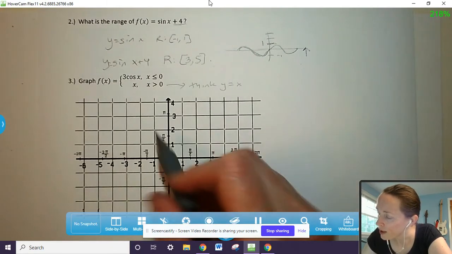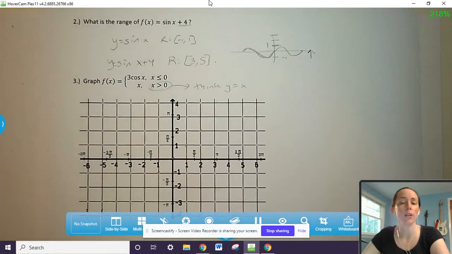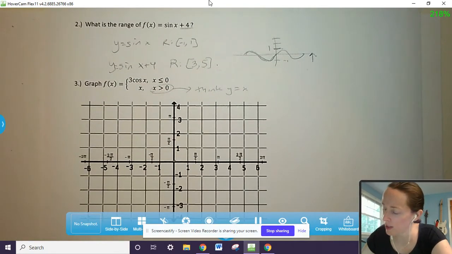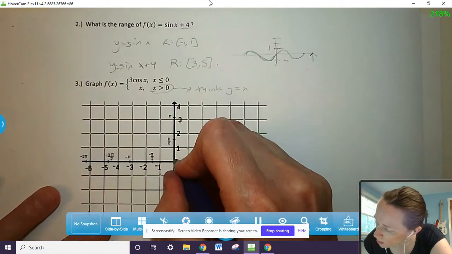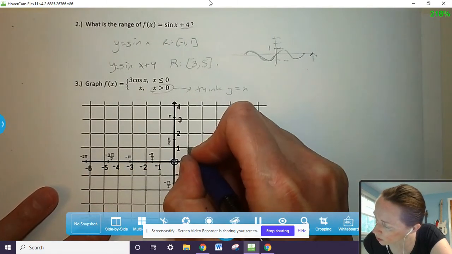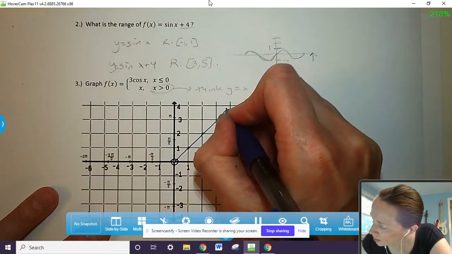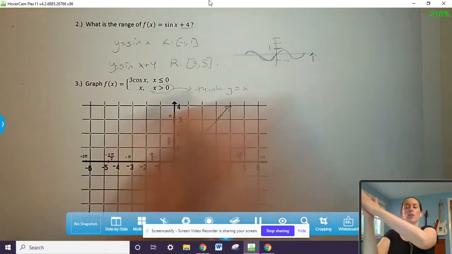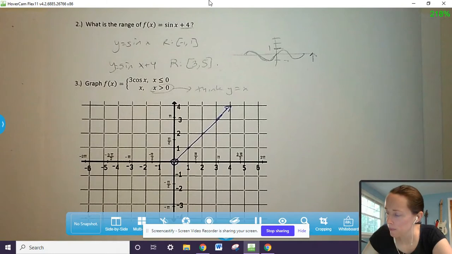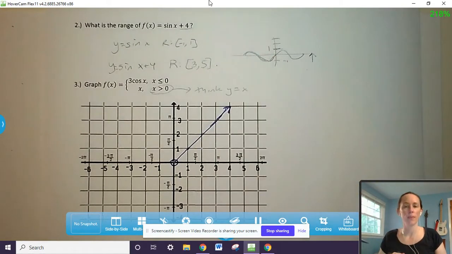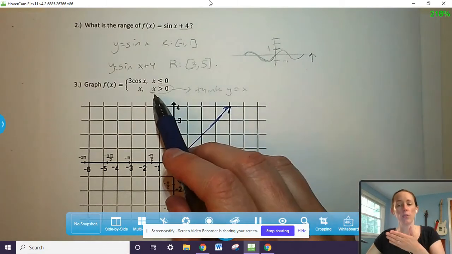And we're only going to use that function where x is greater than 0. So what I'm going to do is I'm not going to use that down here. I'm only going to do an open circle here and then going through 1, 1, 2, 2, 3, 3 up to the right. I can put an arrow on that because it does continue in that direction forever. No changes beyond that, just continues with that same slope. So that is using y equals x for anything that's greater than 0.